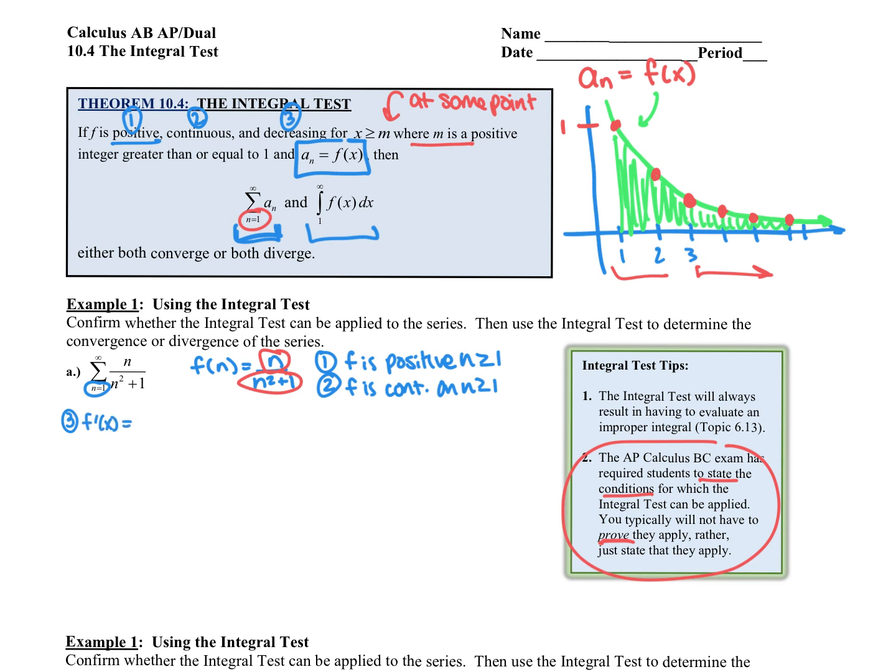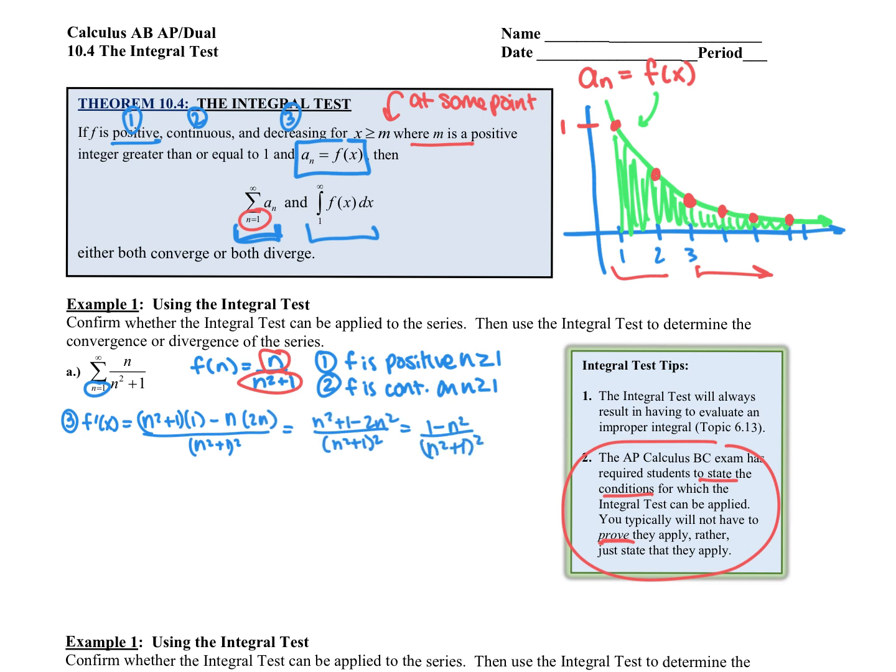So here that will be low. We'll have to use the quotient rule. So low d high minus high d low all over the square of what's below. And then if we simplify the top, we'll get n squared plus 1 minus 2n squared all over n squared plus 1 squared.